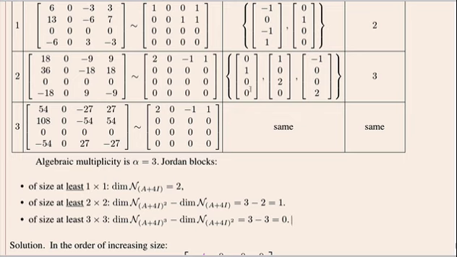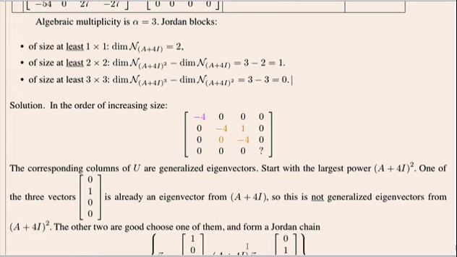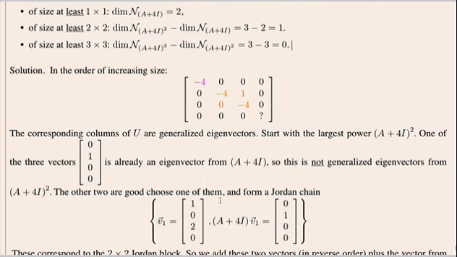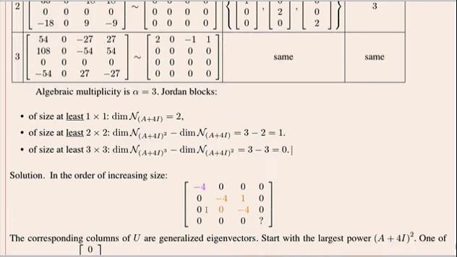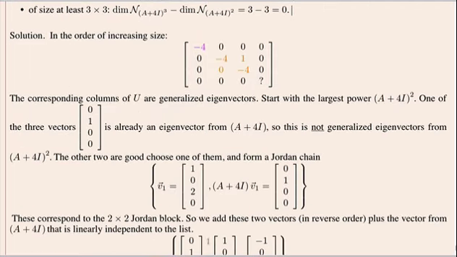So that means this is not good. The definition of a generalized eigenvector is that it's in the null space of this power, but not in the previous power's null space. Then from the other two, you can choose any of them to form a Jordan chain. Let's choose this one, 1 0 2 0.